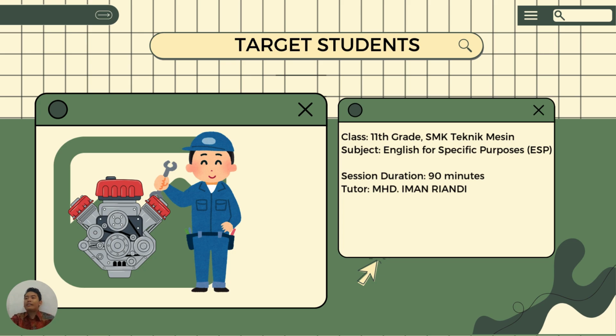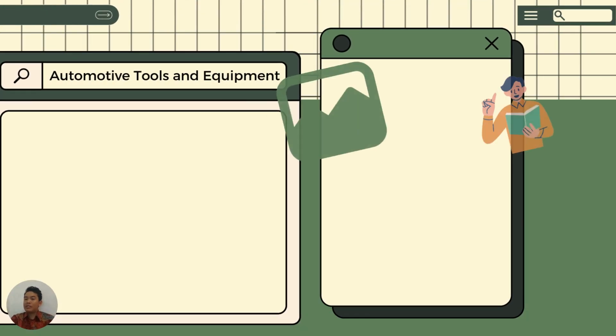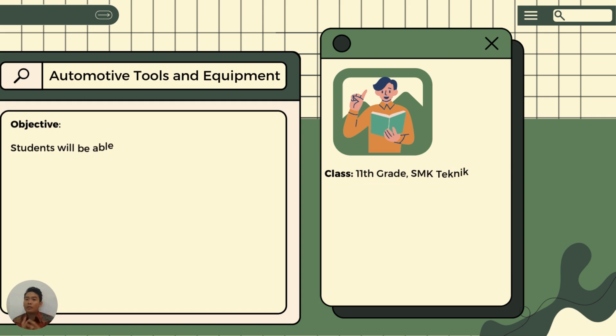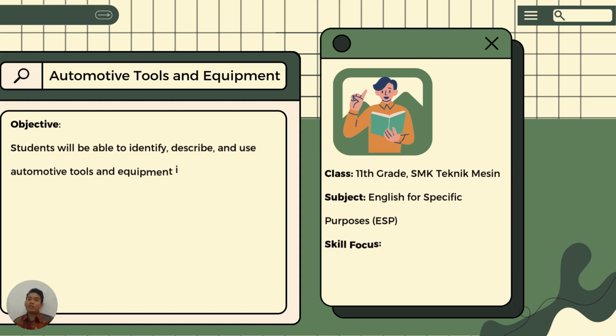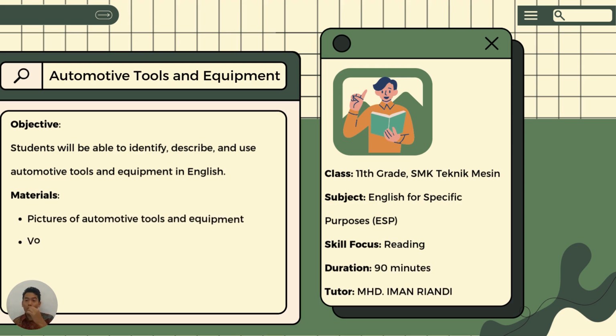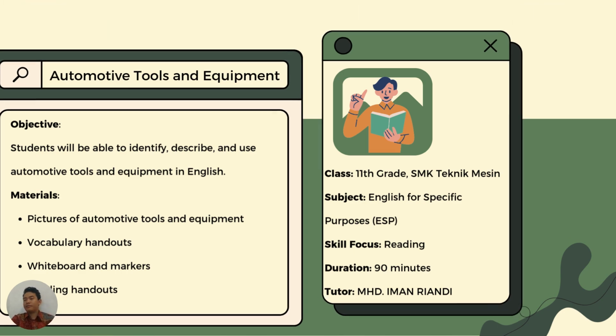All right, let's start with the first lesson plan, which has the topic of automotive tools and equipment. The objective of this lesson plan is that students will be able to identify, describe, and use automotive tools and equipment in English. The materials will be pictures of automotive tools and equipment, a vocabulary handout, whiteboard and markers, and a reading handout, because this lesson plan is focusing on the reading skill.